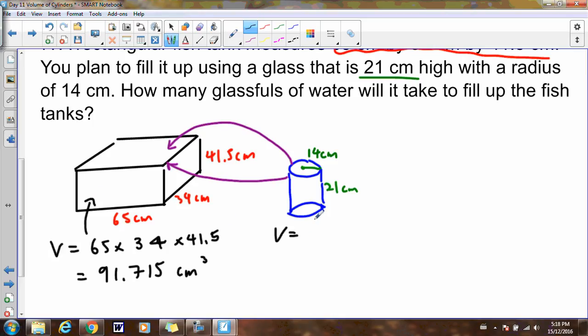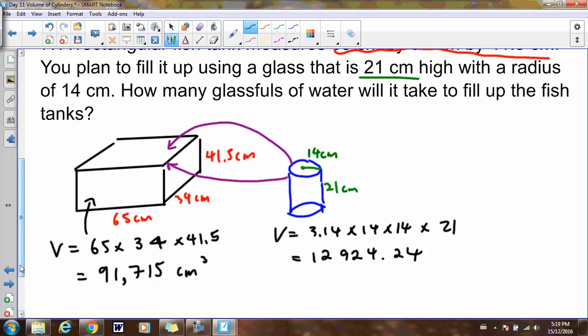Okay, but we also know how to calculate the volume of the cylinder, which is 3.14 times the radius, 14, times the radius again, 14, multiplied by 21, the height. And if you do that, you're going to get 12,924.24, right? So that's interesting. Sorry, this number actually should be 91,715. My apologies. Not 91.75.